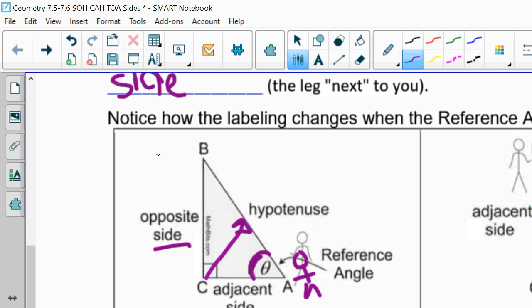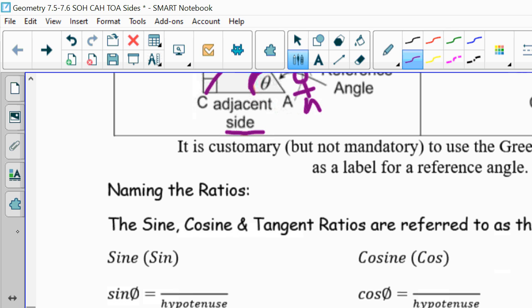Now, if I change and I make this top angle my reference angle, so this is where I stand, this now becomes my adjacent side. This would become my opposite side. My hypotenuse never changes. So now we want to name the ratios. The sine, the cosine, and the tangent ratios are referred to as the trigonometric functions.